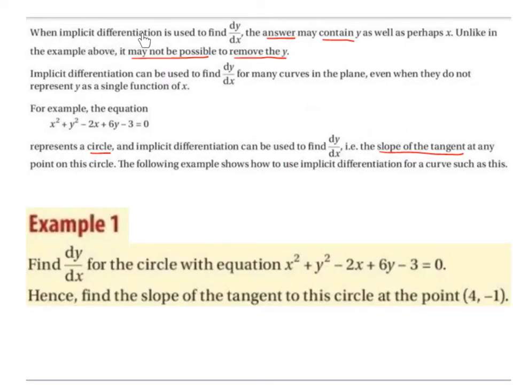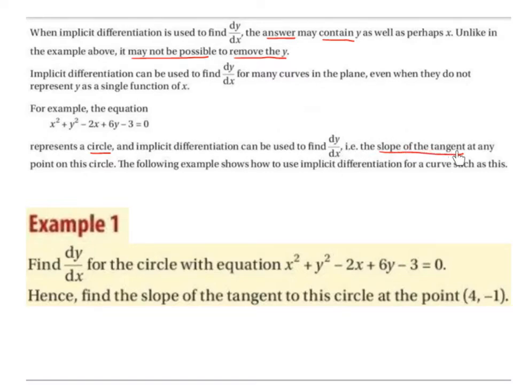When implicit differentiation is used to find dy/dx, the answer may contain y as well as perhaps x. Unlike in the example on the previous slide, it may not be possible to remove the y. Implicit differentiation can be used to find dy/dx from any curves in the plane, even when they do not represent y as a single function of x. So for example, the equation x squared plus y squared minus 2x plus 6y minus 3 equals 0 represents a circle, and implicit differentiation can be used to find dy/dx.